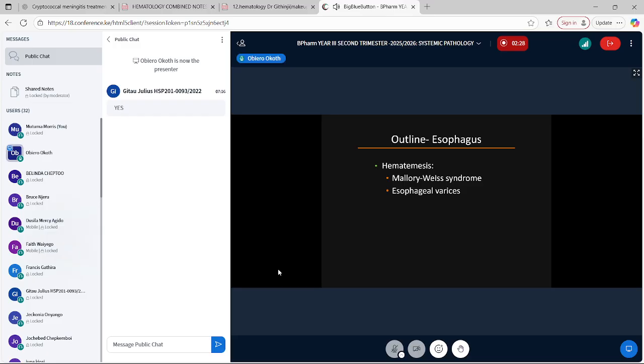Then there's this group here, these two, that will present typically with vomiting that is blood tinged, so hematemesis. If you see a patient presenting predominantly with hematemesis and you think it's an esophageal lesion, we think of two: Mallory syndrome and esophageal varices.